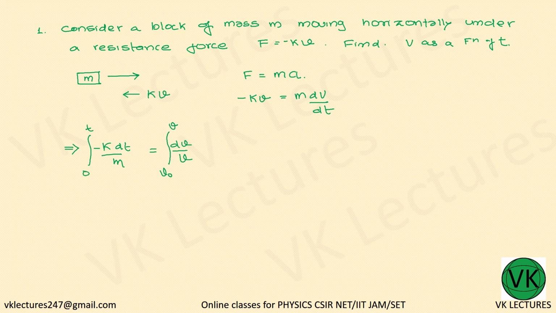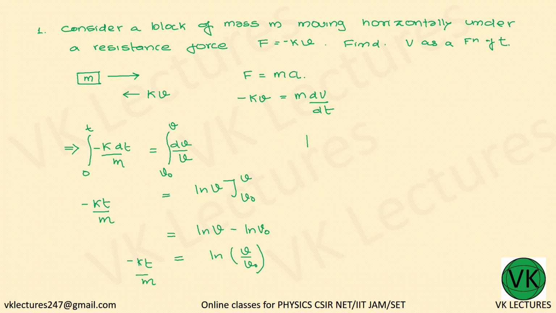Okay, so now this is log v, and that's from v naught to v, and on the left side when you integrate it becomes minus kt by m, and this one if you integrate it becomes log v minus log v naught, and that's equal to log a minus log b is log of a by b. So log of v by v naught is equal to minus kt by m.